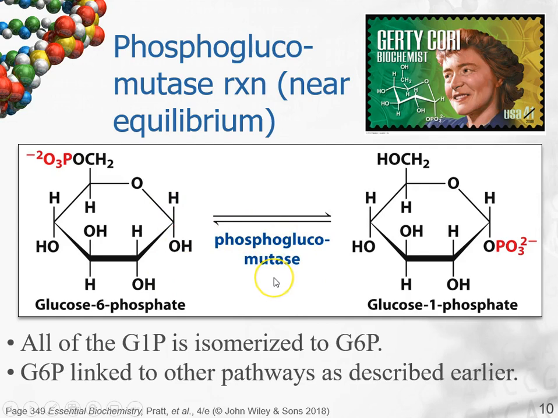The enzyme is a mutase. Remember, mutase is a special type of isomerase where you move a phosphate from one position to the other. So here we move the phosphate from the number 1 position to the number 6 position. And then glucose 6-phosphate is linked to all of those other pathways that we've talked about before.